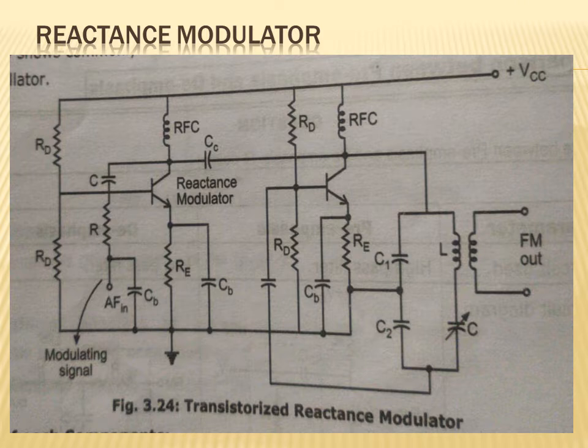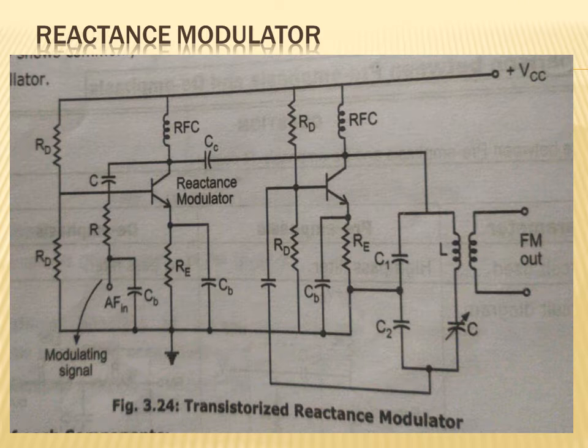So first one is the FM signal generation by using the reactance modulator. The diagram for the reactance modulator is shown in the figure. RD is the stabilizing resistor. CE, the emitter bypass capacitor. RFC is used for isolation purpose. CC is the coupling capacitor. I will explain the construction and working.